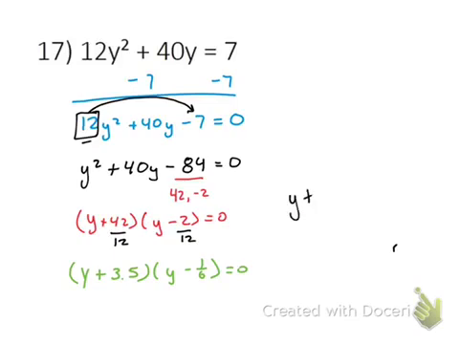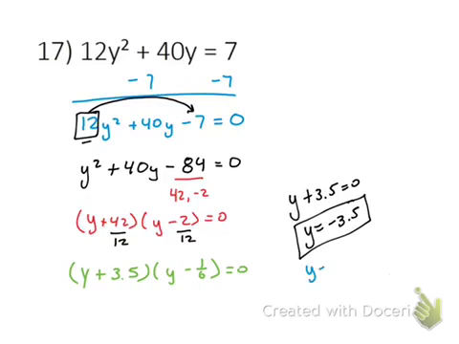So y plus 3.5 equals 0 is going to be one of them, so we'll subtract 3.5. So y equals negative 3.5 is one answer. And then I'll do the same thing with the other quantity, which in this case is y minus 1/6 equals 0. I'll add 1/6, so y equals a positive 1/6. And so these are our two answers.